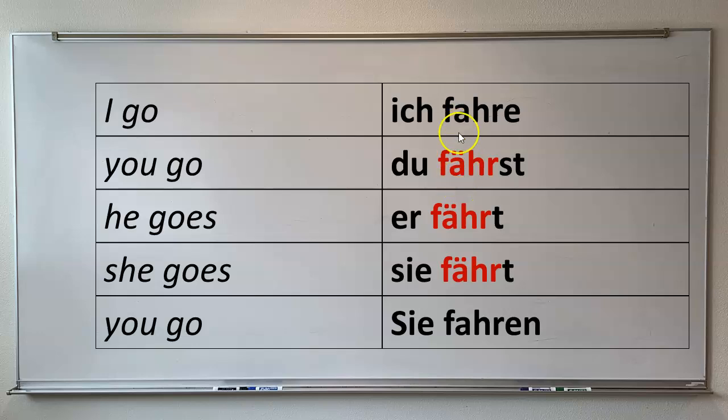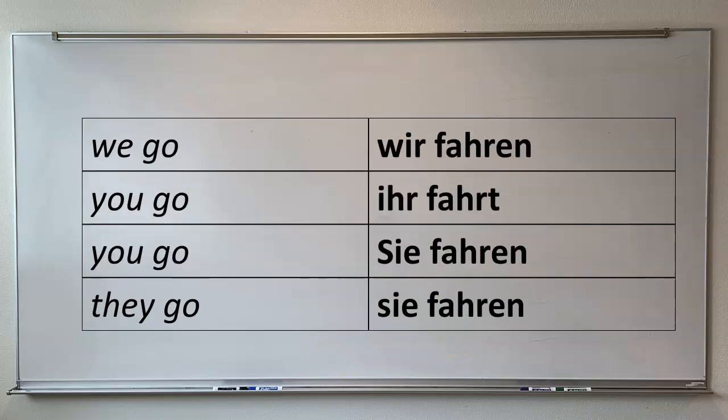Fahre, fährst, fährt, sie fährt, fahren. So the formal Sie doesn't have the stem change. And then for the plural subject pronouns, there are no stem changes in these forms. So wir fahren, we go. Ihr fahrt, you go. Sie fahren, you go. And sie fahren, they go.